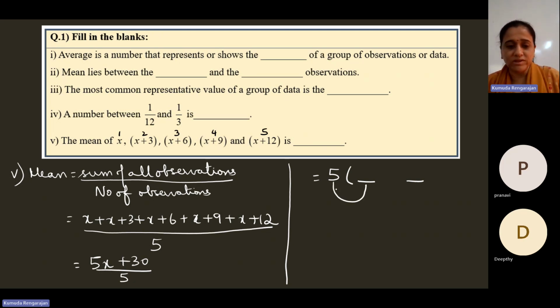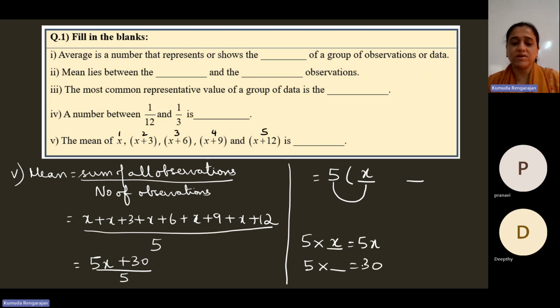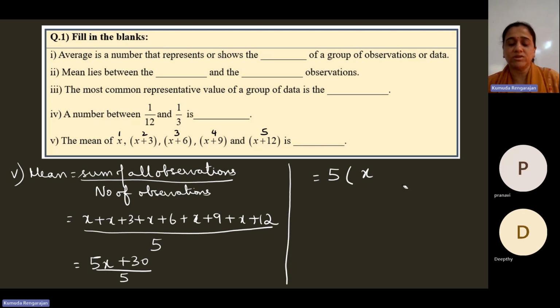5 into what will give you the first term 5x? 5 into x is equal to 5x. So x. Then 5 into what is 30? 5 into 6 is 30. So 6 here. So that's how you get x plus 6 in the bracket. You don't have to put the dash and all that.